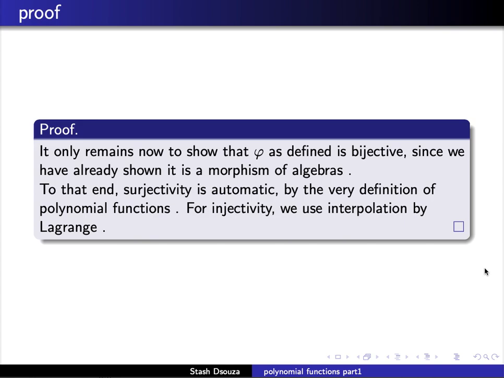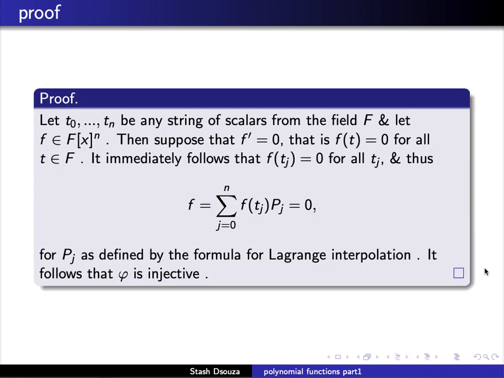For injectivity, we use interpolation by Lagrange. So let t_0 up to t_n be a string of scalars from the field F, and let f be a polynomial expression over the field F of degree at most n. Now suppose that the polynomial function that f maps to under phi, in other words f prime, is equal to 0. That is, f evaluated at t vanishes for all t in F.